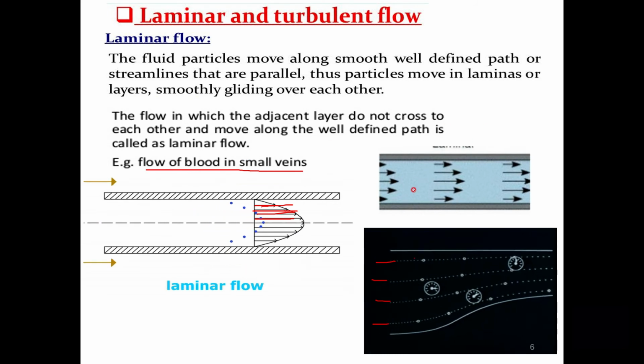So look at this picture here. I'll repeat, the flow in which the adjacent layers do not cross each other and move along the well defined path is called a laminar flow. I hope you understood this one. Okay. Second, turbulent flow.